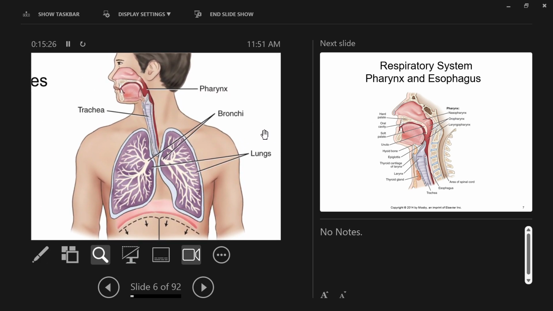The pharynx is what we would normally just call our throat. Now the pharynx has 3 parts to it: the nasopharynx, the oropharynx, and the laryngopharynx. But pharynx is the name for what you would just normally call your throat.